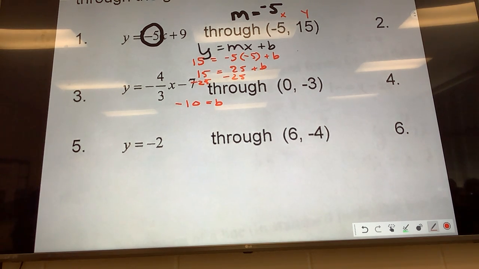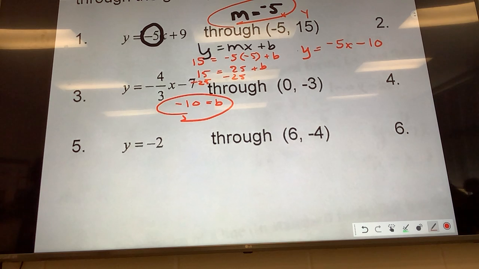Are you with me? So now I've got to put them together. I've got my b and I've got my m, so I put them together as y equals -5x minus 10. But it asks for standard form. So you have to go another step. Add 5x to both sides. And I get 5x plus y equals -10. And I'm done. Oh, that's easy.